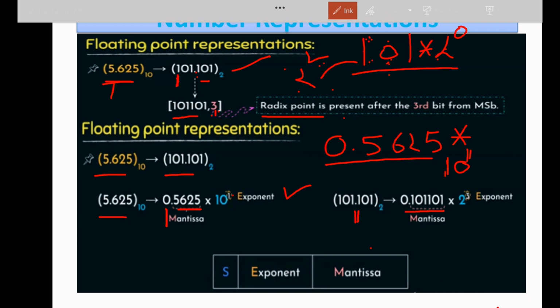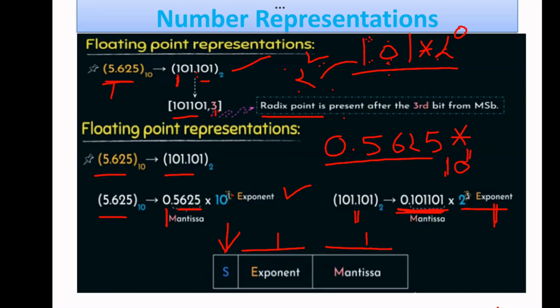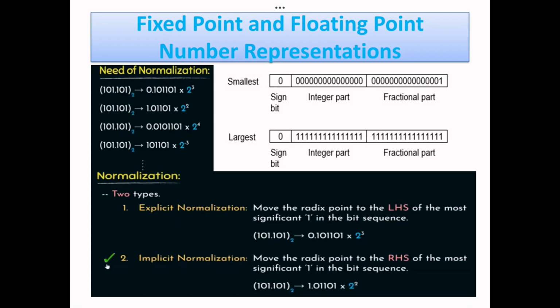If the decimal or radix point moves to the front, meaning the left side, your power will increase. So in 2 to the power 3, the 3 is representing the exponent, and the total number of bits after the decimal represents the mantissa. Your first bit is the sign, then after that comes the exponent, and after that the mantissa. Exponent means power, and mantissa means the total number of bits after the decimal. If you do not understand, again I will show you how to solve the problem.